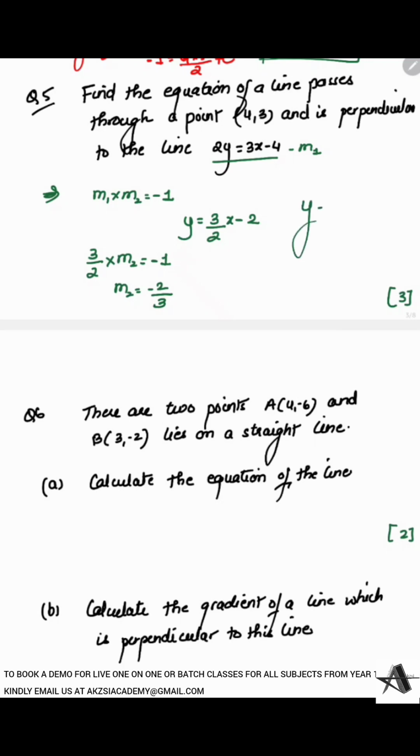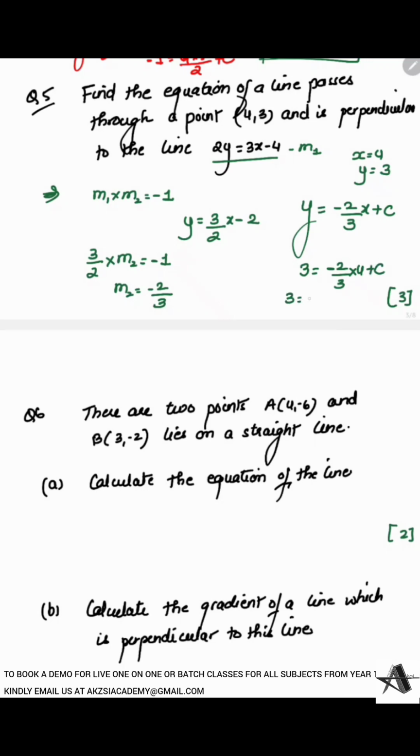Okay, so we have the gradient: y = -2/3 x + c. I need to calculate c. This is for the line which is perpendicular to this line. We know at least the gradient of this line and I have substituted it. For c, they have mentioned that the line passes through the point (4, 3). The point (4, 3) is a part of this line, so obviously it will satisfy it. I can write x as 4 and y as 3.